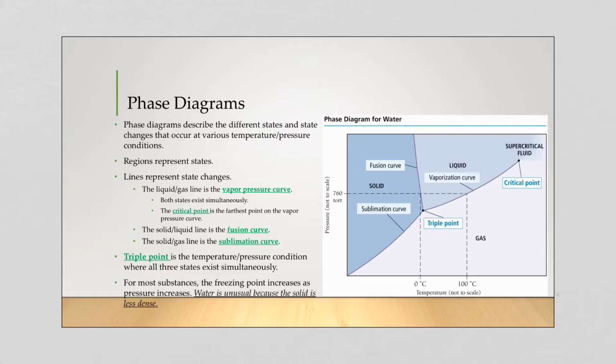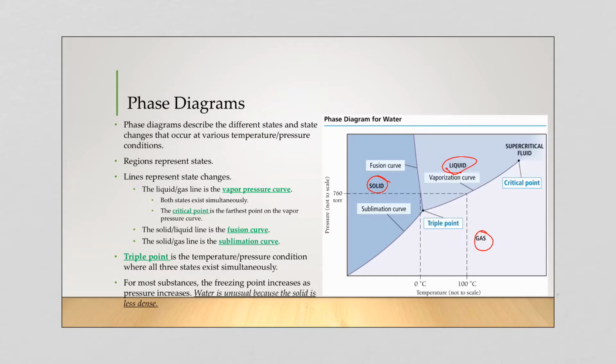So the regions are where the states are represented. Typically in most phase diagrams, the solid is going to be on the left-hand side, sometimes the upper left-hand side, depending on the exact phase diagram. Now, in this middle section, between these two lines, is where the liquid is going to be. And then the gas phase is going to be more toward the lower right-hand side of the phase diagram.